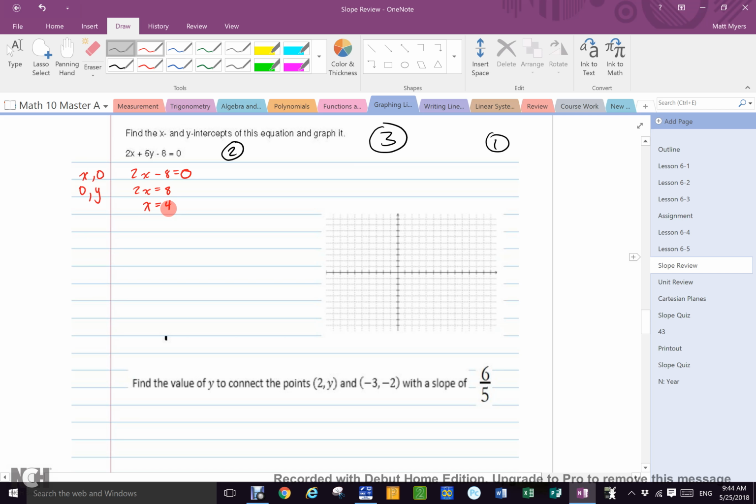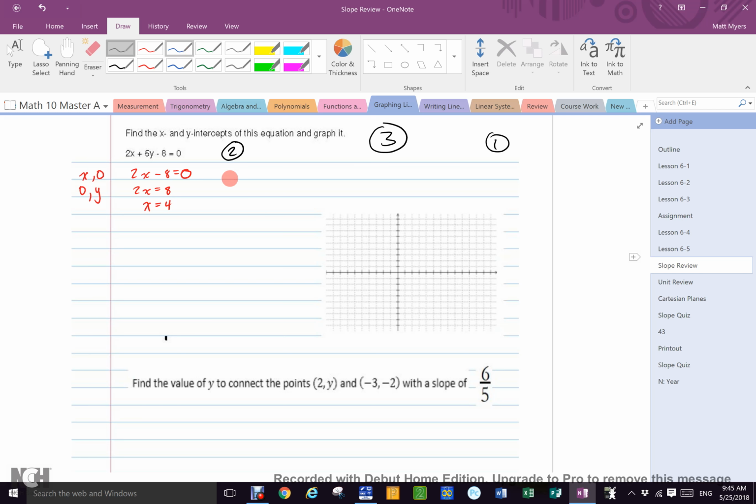Should I put that on my graph now? Yes or no? No, why not? No, that is the x-intercept. Why should I not put it on my graph right now? Because I don't have the y-intercept yet, and I might need to change the scale, yes?